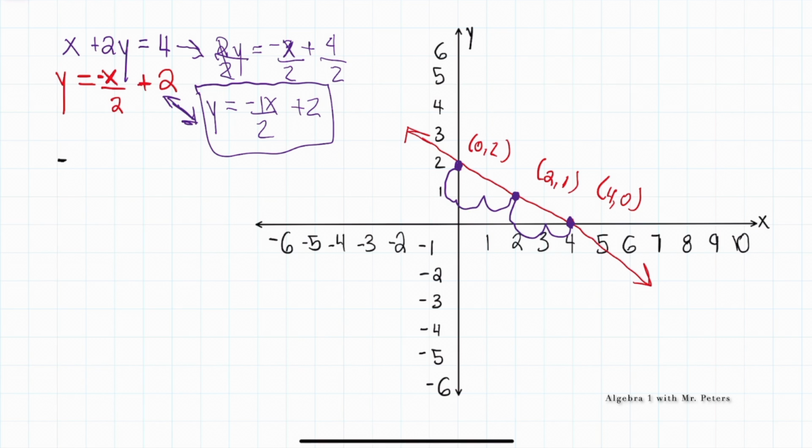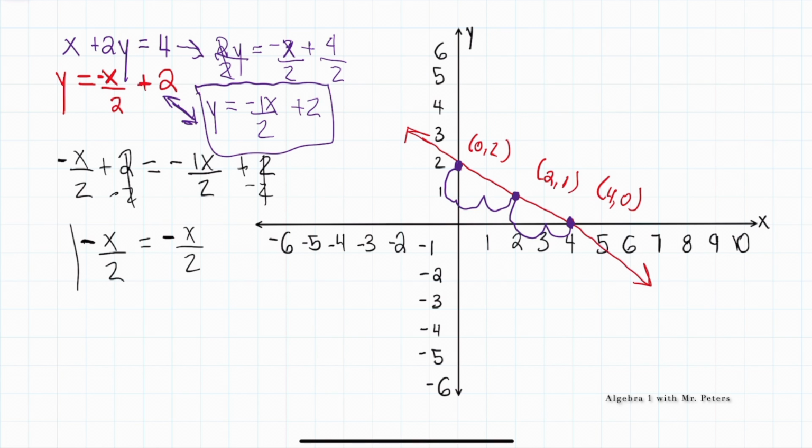So we have -x/2 plus 2, that's the equation in red, is equal to -1/2 x/2 plus 2. Do you notice that both of these equations are the exact same? Even though I put the 1 in front of the x, it's the exact same. So if I subtract 2 on both sides, what we would have is negative x over 2 is equal to negative x over 2. So it's the same thing.